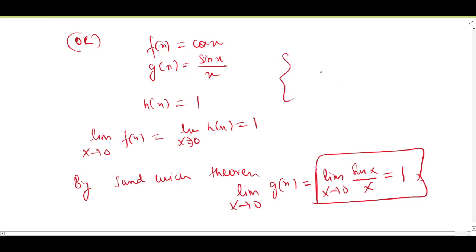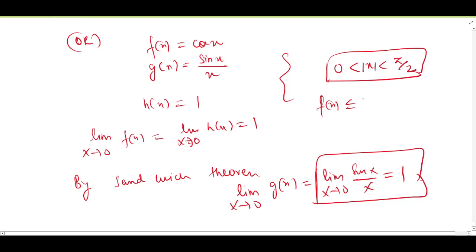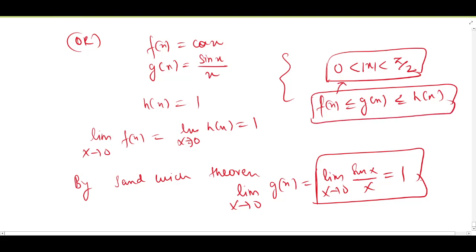where x is greater than 0 and less than pi by 2. So for all the values of x between 0 and pi by 2, we have f of x less than or equal to g of x less than or equal to h of x, only when x lies between 0 and pi by 2.